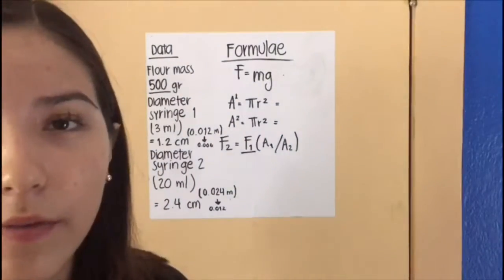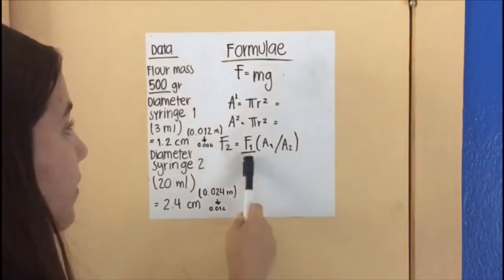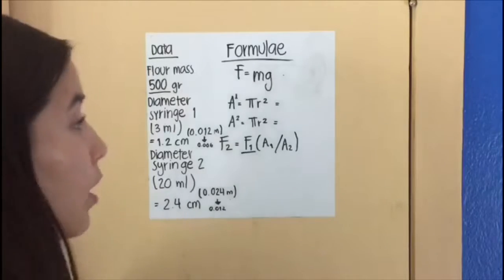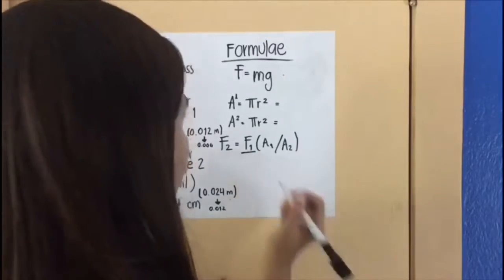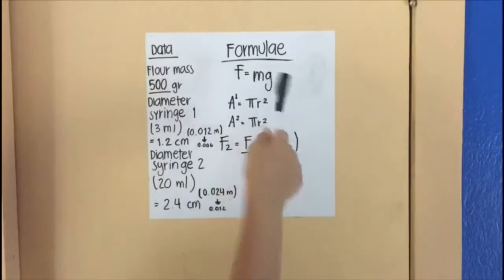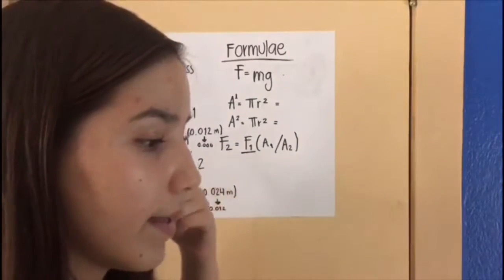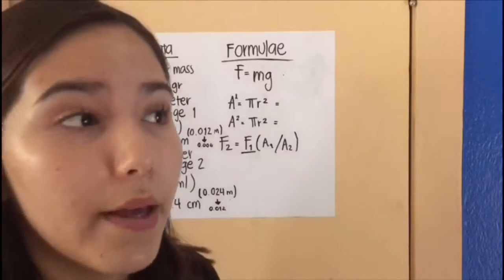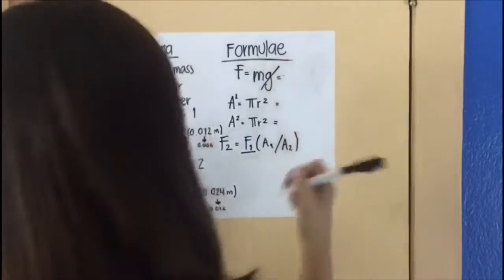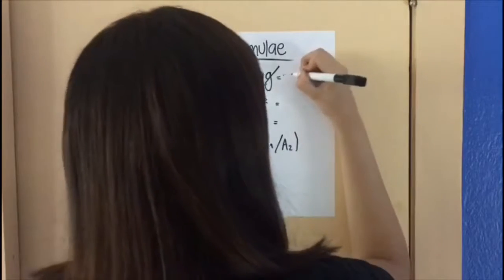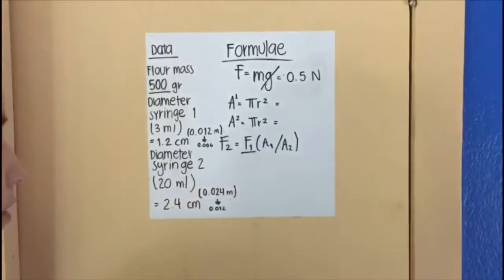To solve this, we have to follow Pascal's formula, which tells us that in order to obtain the second force, we have to know the first force and multiply it by the division of the first and the second area of the 2 syringes. To know our first force, we have to multiply mass times gravity, and our mass is 500 grams. But because this is the mass of the flour that's already being pulled by gravity to Earth, we don't have to multiply it by gravity, so we just convert these 500 grams into newtons. That will give us 0.5 newtons, and that's the value of our first force.